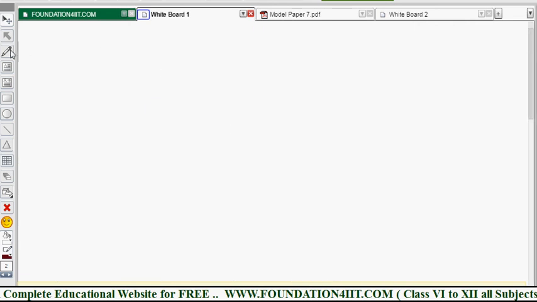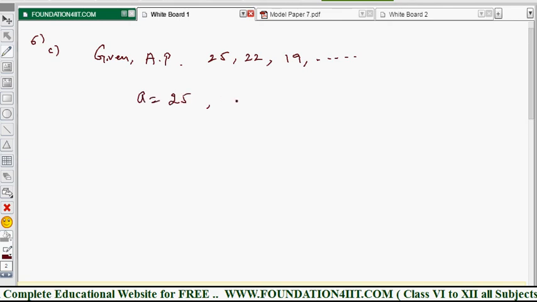So here the series is given, that is a given series in AP, arithmetic progression. Arithmetic progression is here 25, 22, 19 and so on. This is the list. Hence from this, a is equal to 25, the first number, and common difference is the second number minus first. So 22 minus 25 is equal to minus 3, the common difference.